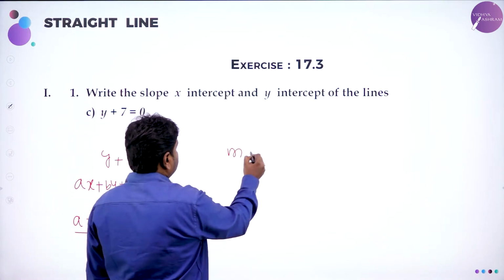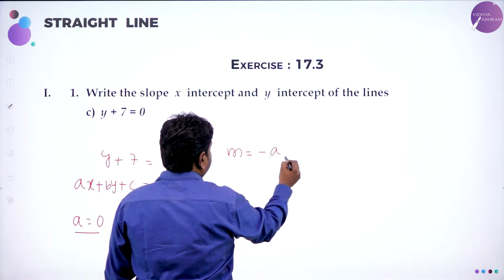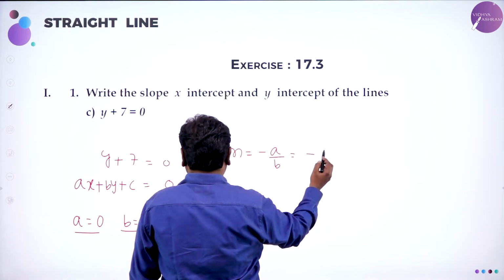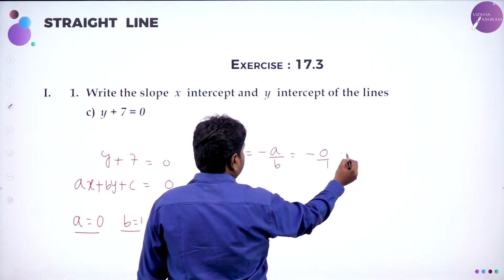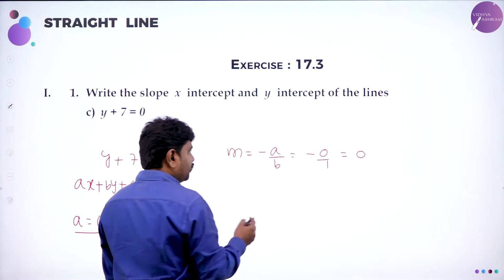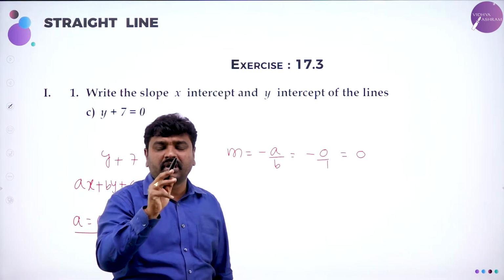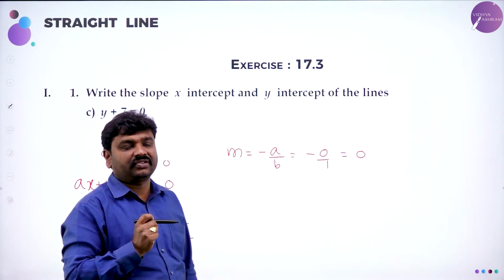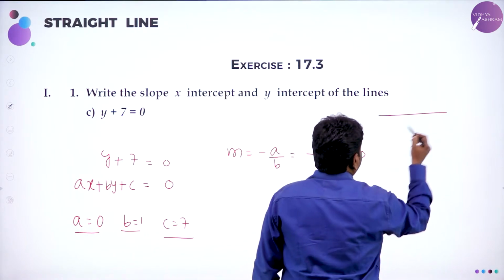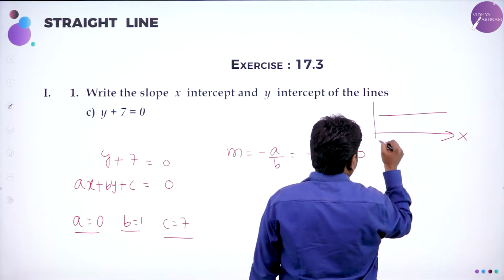What is the slope? M is minus a by b, that is minus 0 by 1. 0 by anything is 0. So slope is 0. Slope 0 means it's a line parallel to x-axis. Means line will be like this. Parallel to what axis? X-axis.